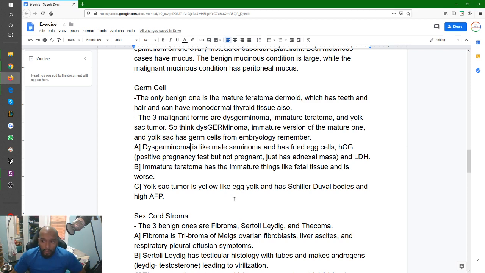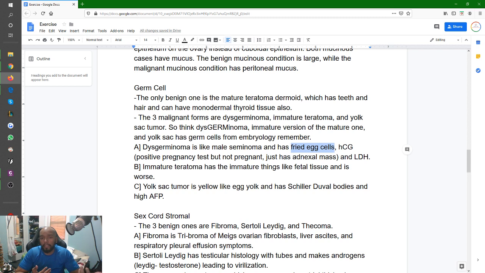So dysgerminoma, what is that? A dysgerminoma is basically the female form of the male seminoma, and both of them, the male seminoma and the dysgerminoma, have fried egg cells, okay? The dysgerminoma also has HCG, which means that you can have a positive pregnancy test in this female patient, but she's not necessarily pregnant. She's actually going to present with an adnexal mass, as you do with most ovarian cancers, and there's also going to be LDH.